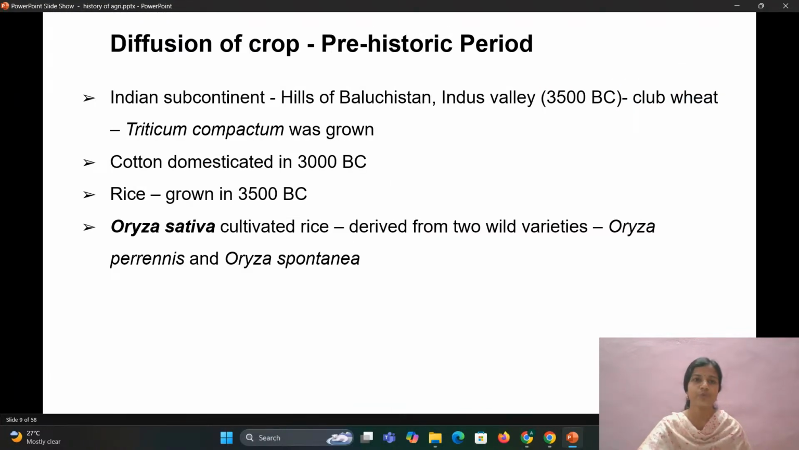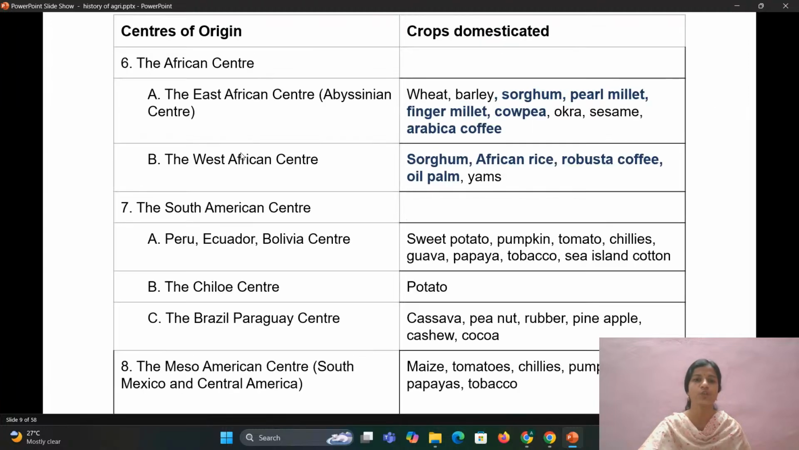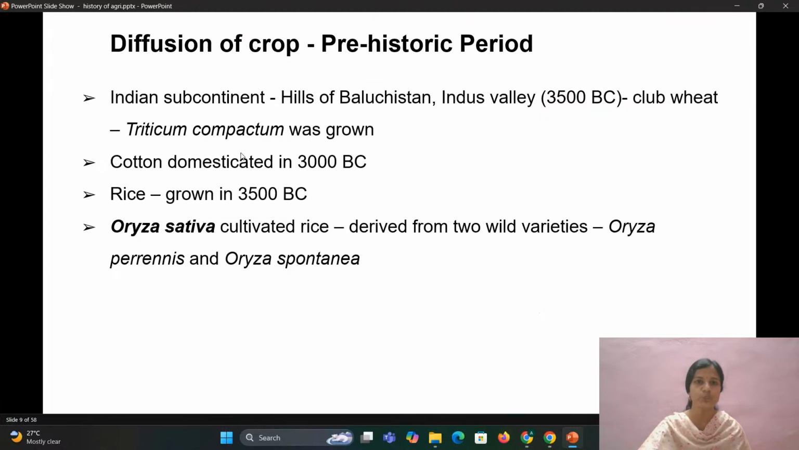Then some few points regarding the diffusion of crops. So from the center of origin, how the crops move to other parts of the world. That is what diffusion means. So when we talk about our case, that is India, an ancestor of wheat, that is club wheat. Club wheat means Triticum compactum. Cultivated wheat is Triticum aestivum.